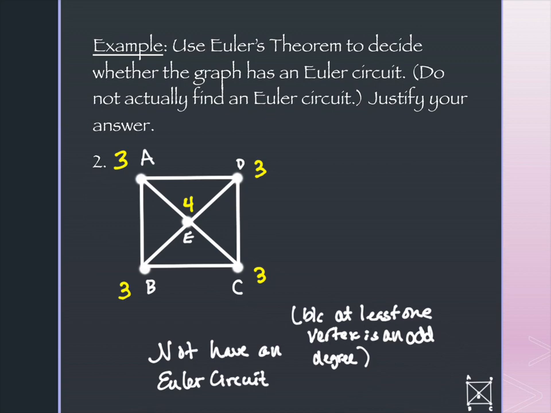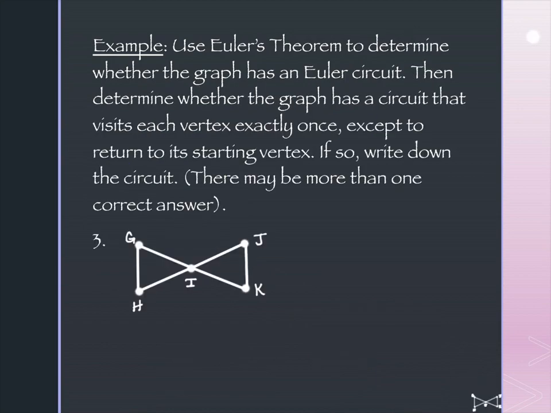At least one vertex has an odd degree. Should I try a different one? Okay. This one looks kind of like a bow tie, right? Now, the directions on this one don't actually match exactly the last one. There's more to them, so let's read through them carefully.